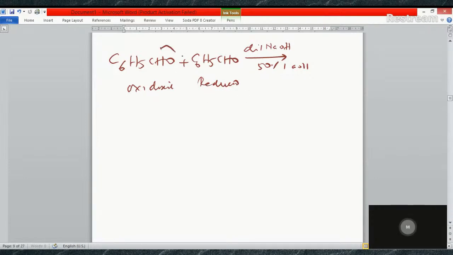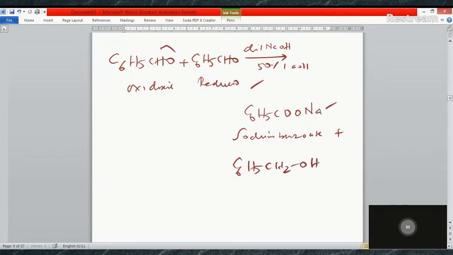You know, when the aldehyde is oxidized, we will have the corresponding acid, C6H5COOH. Its sodium salt is formed, and its name is sodium benzoate. And the other will be reduced. When an aldehyde is reduced, we get the corresponding alcohol. The name of the alcohol is benzyl alcohol.